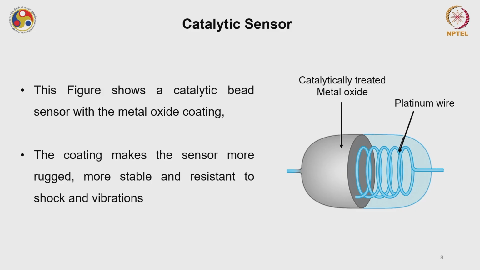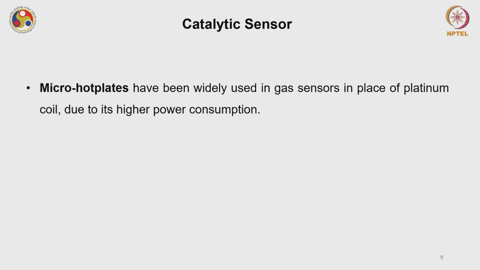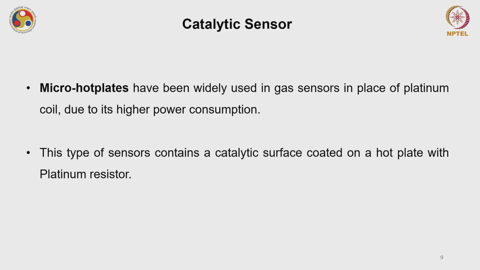This coating makes the sensor more rugged, more stable, and resistant to shock and vibrations, because metal oxides are really stable compounds. The micro hot plates have been widely used in gas sensing in place of the platinum coil due to its higher power consumption. This type of sensor contains a catalytic surface coated on a hot plate with a platinum resistor. So this was a coil kind of structure.